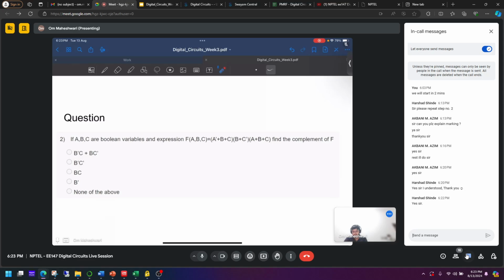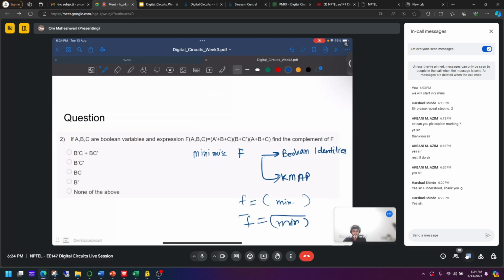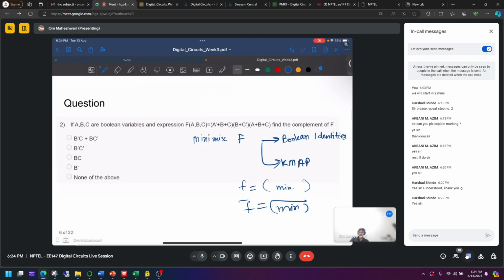So what you can do is, first you may minimize F using either Boolean identities or K-map. Then you will get some F in minimized form. Then just take F bar. That will be easier. So attempt this once, then let's see. You guys try with K-map. I will solve it with Boolean identities. Let me know if anyone faces any difficulty in solving this with K-map.